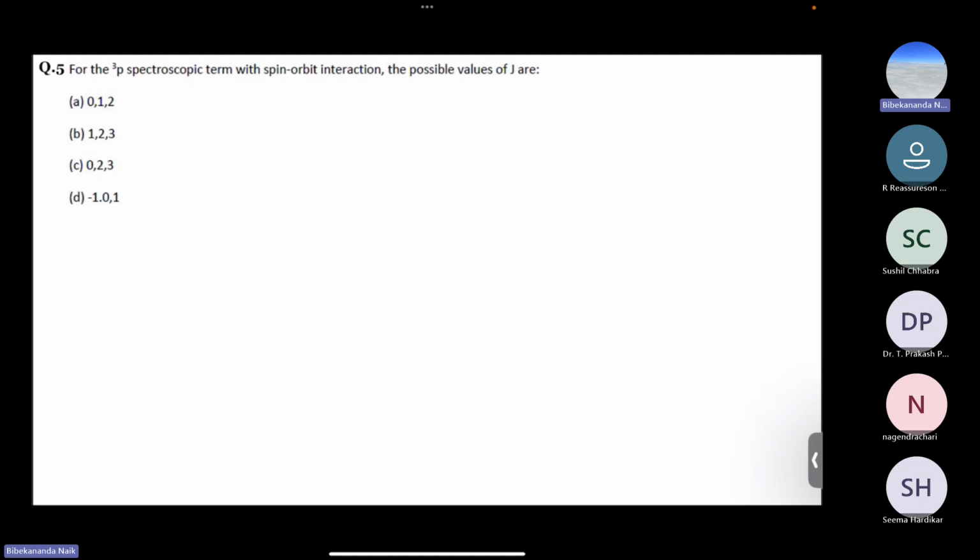Yes, can anyone tell me what will be the possible values of J? Yes, anyone?